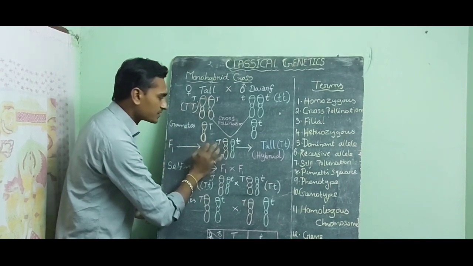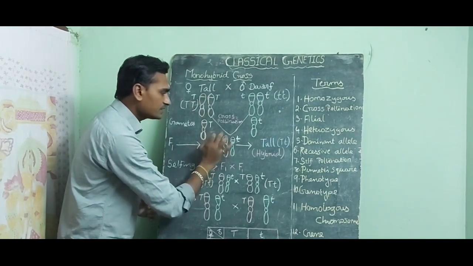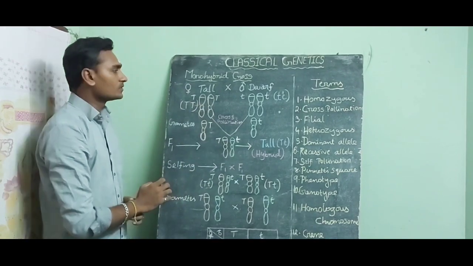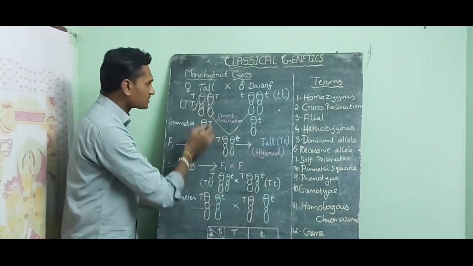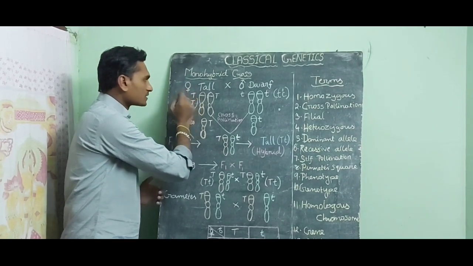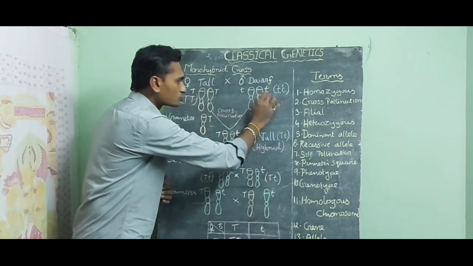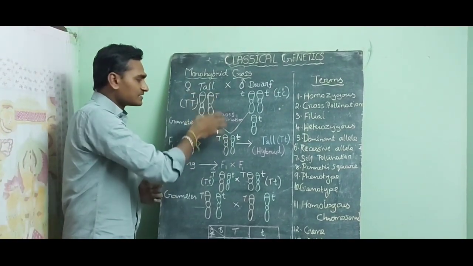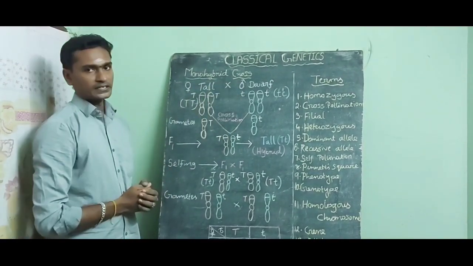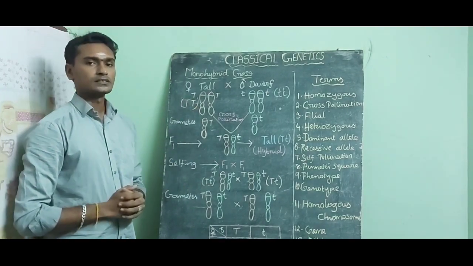So look at this young one. It has capital T and small t. This is called cross-pollination because it receives the capital T from the mother and the small t from the father. So it carries genetic material from each of its parents. So the term is called cross-pollination.